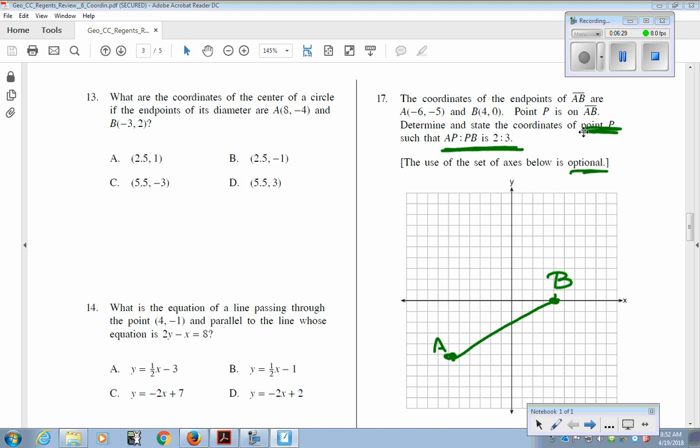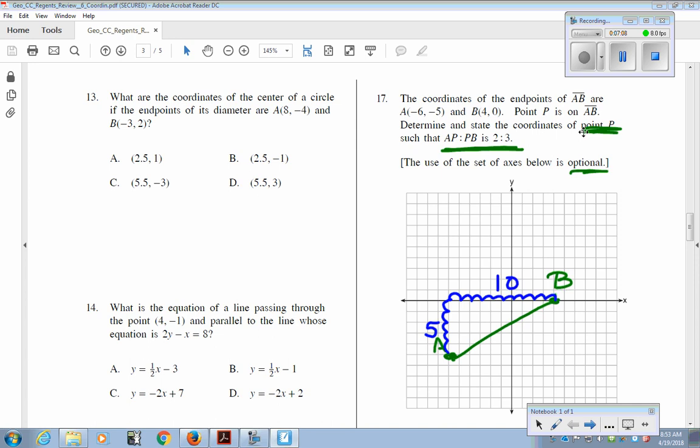So now they want us to figure out how to break this in a 2 to 3 ratio, which in other words, there's going to be 5 parts to this line, and P is going to be 2 parts of those 5 in. So what you're going to want to do is find the differences for the rise and the run. So starting at A, imagine counting up from here. You got 1, 2, 3, 4, 5. So it's 5 up, and then it's 1, 2, 3, 4, 5, 6, 7, 8, 9, 10 over.